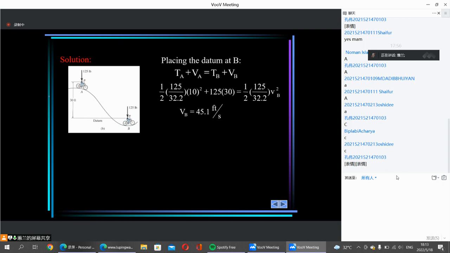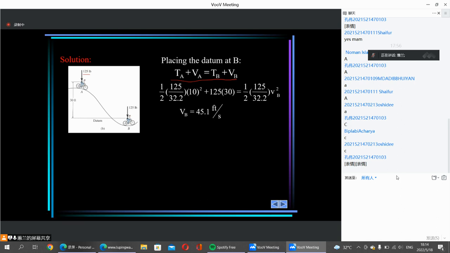So first, after we draw the FBD, we know that only the weight, the gravity force, has done work to the girl as she drops downward, because the normal force is always perpendicular to the displacement. So there is no work by the normal force. That means only the conservative force has done work. Accordingly, the energy is conserved, so we can use conservation of energy.